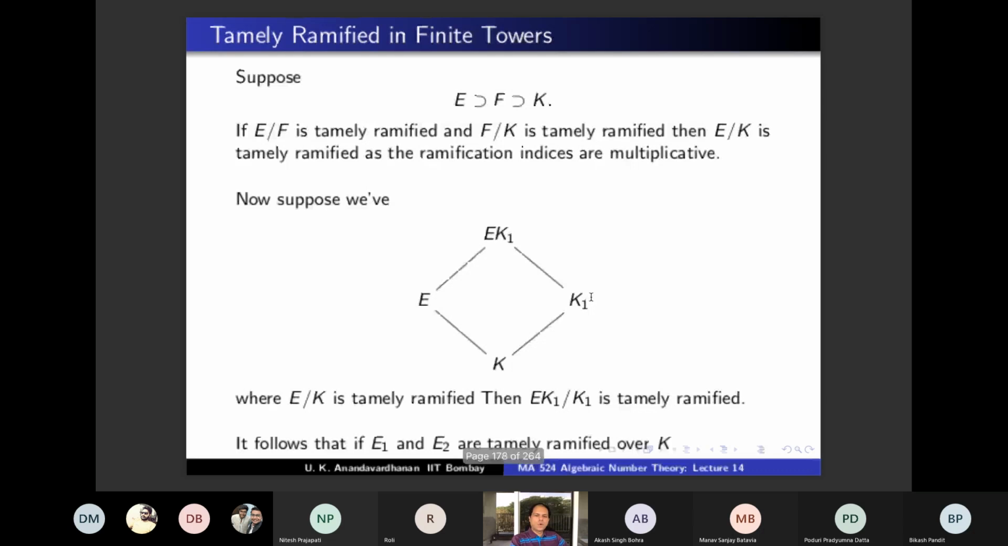And as a corollary to both these together, if E1 and E2 are tamely ramified, then the compositum is tamely ramified. Why is that? Because E1 over K is tamely ramified, E1E2 over E2 will be tamely ramified. And because this is tamely ramified and this is tamely ramified, this will be tamely ramified by part 1. So the compositum of tamely ramified is tamely ramified, exactly as the compositum of unramified is unramified.